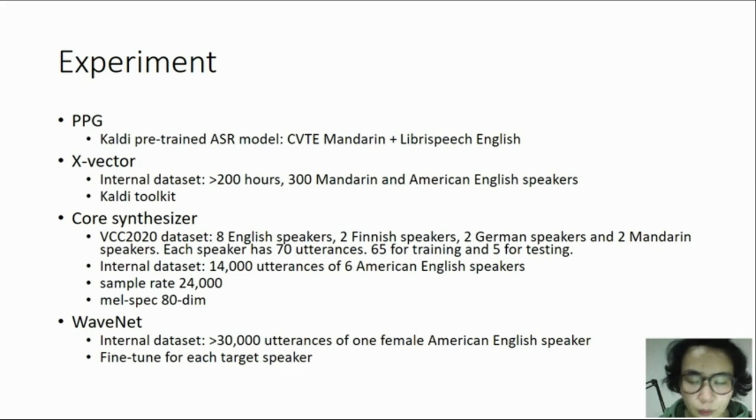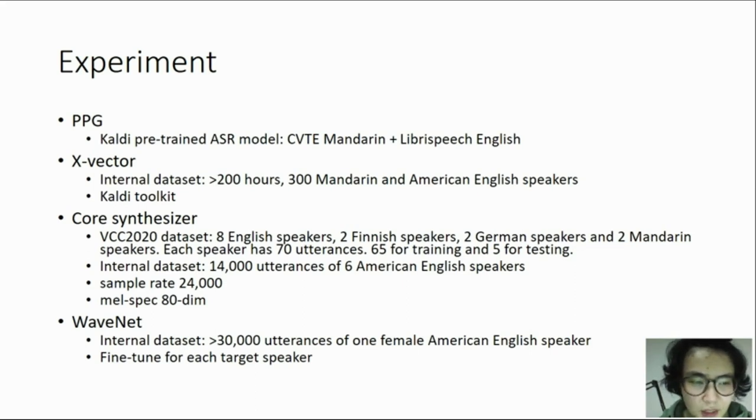And then we will talk about experiment details. For PPG, we use Kaldi pre-trained ASR models, including a Mandarin model and a LibriSpeech English model. For the X-vector extractor, we use the Kaldi toolkit to train the model, and we use an internal dataset, more than 200 hours, and 300 Mandarin and American English speakers.